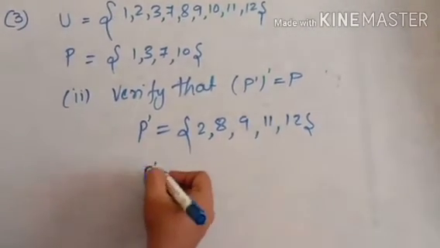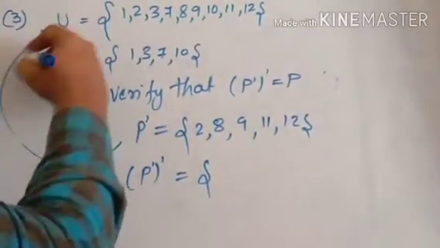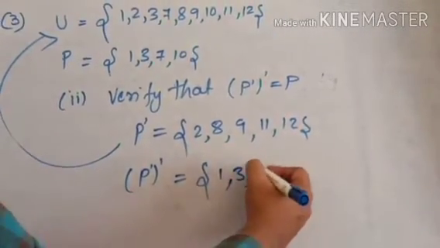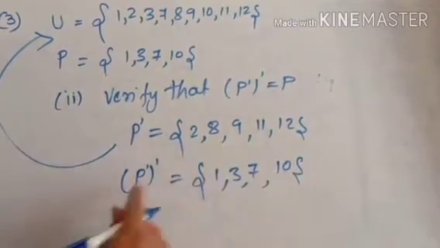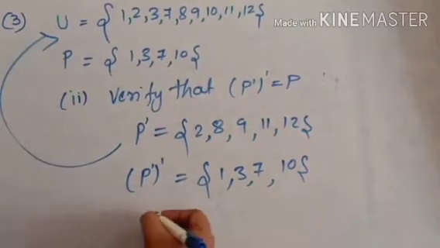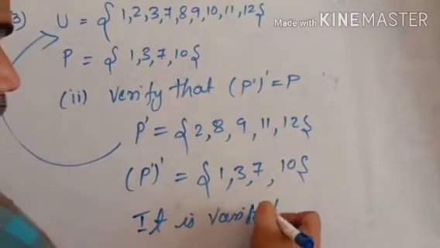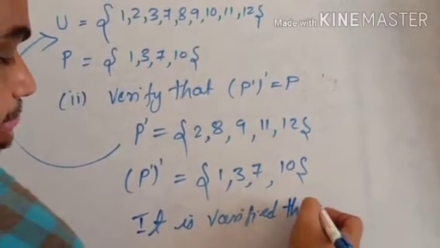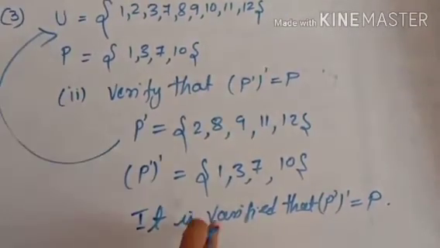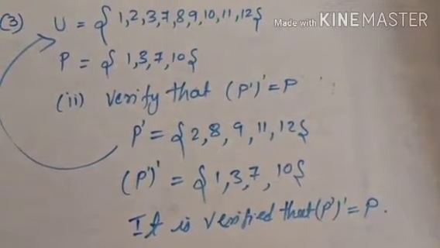Now we find the complement of P complement. We compare this P complement with U. 2 is there, 1 is not there, 3 is not there, 7 is not there, 10 is not there. The complement of P complement is equal to 1, 3, 7, 10, and P also is 1, 3, 7, 10. Therefore it is verified that the complement of P complement is equal to P.